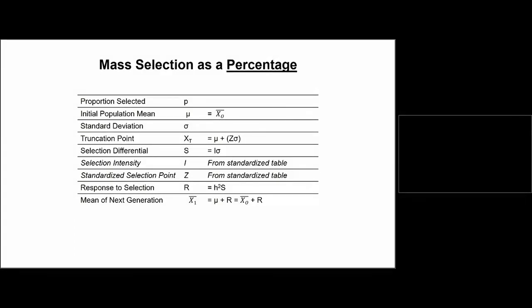If we calculate the truncation point, that's labeled X sub T, and we are going to give you that formula for the truncation point. The selection differential, because we don't know the average value of those selected, we're going to have to calculate that. That's going to be I times the standard deviation. We will provide you with that formula as well. I and Z will be chosen from a table of standardized values. The response to selection, we already know, is going to be heritability times S. And the mean of the next generation is going to be our original mean plus the response to selection.